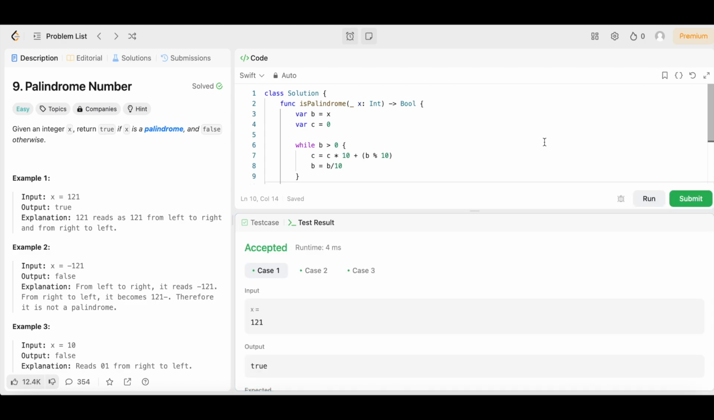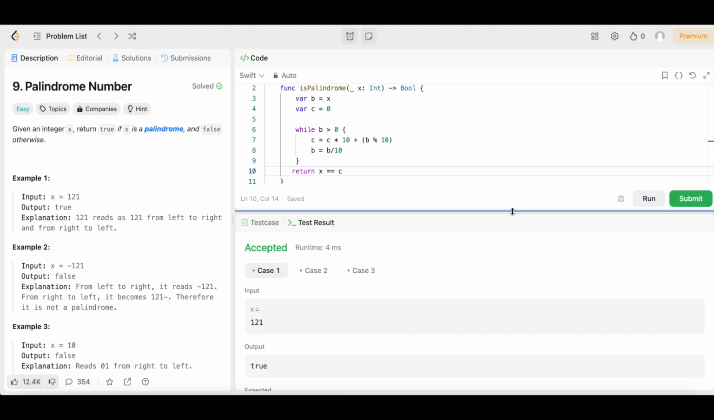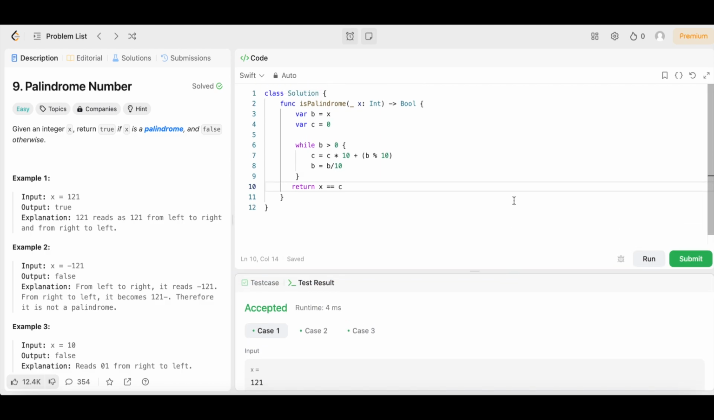And there it is. It's accepted. Let me see if I could make this bigger so y'all can see the finished product. And there it is. See you guys tomorrow.